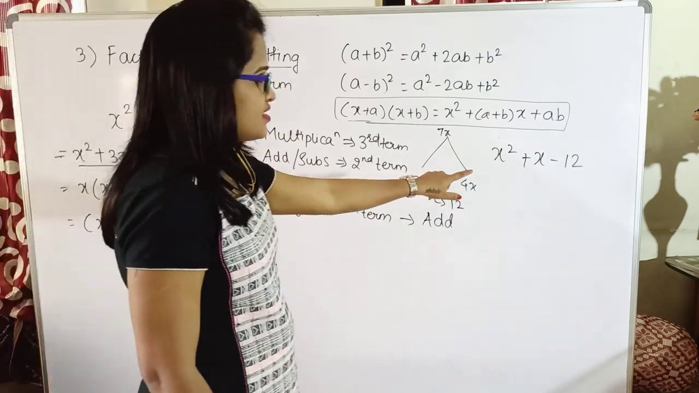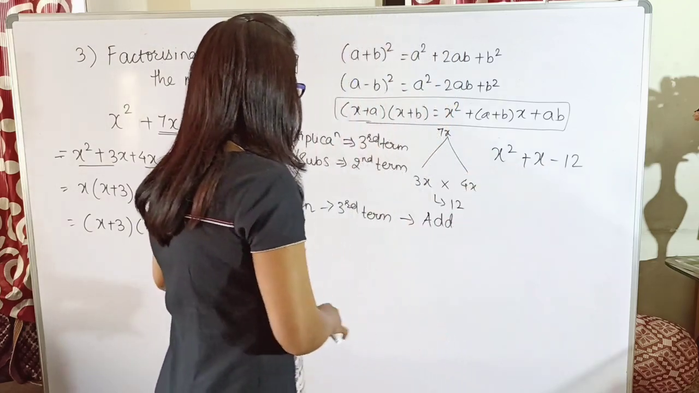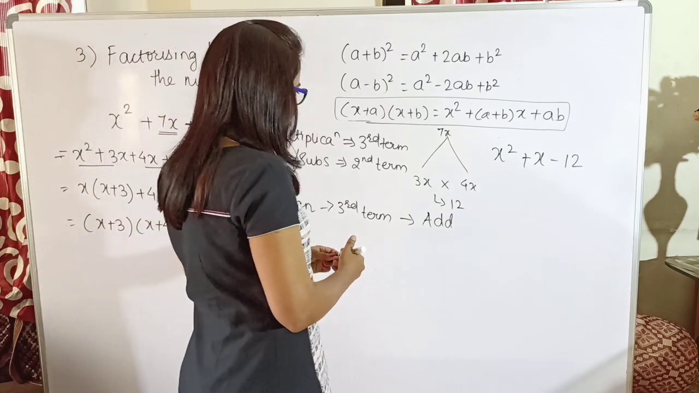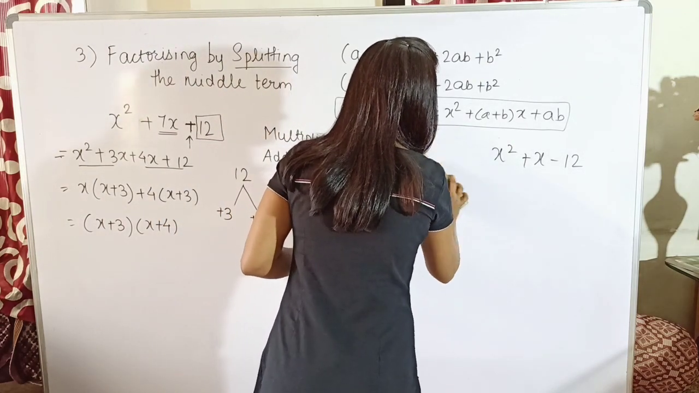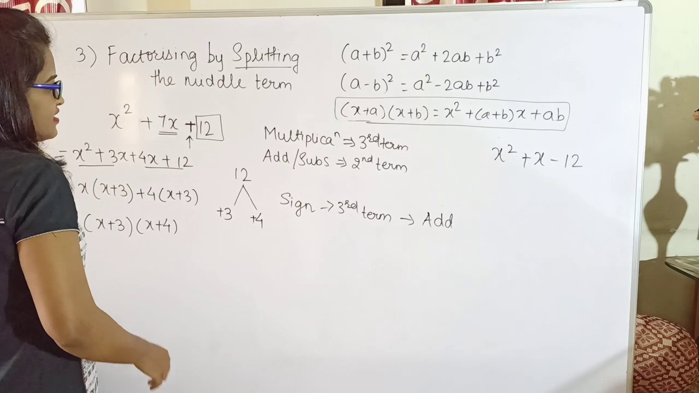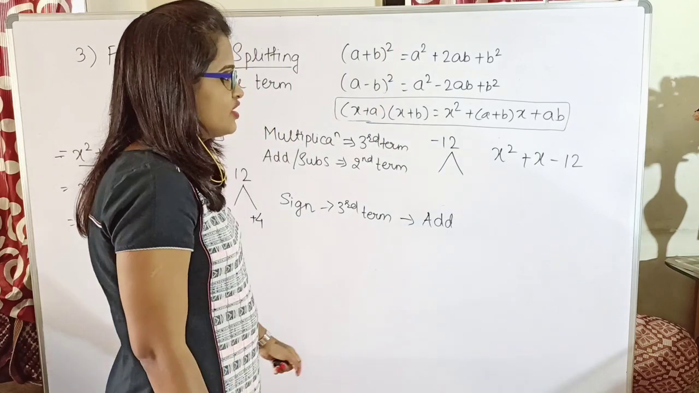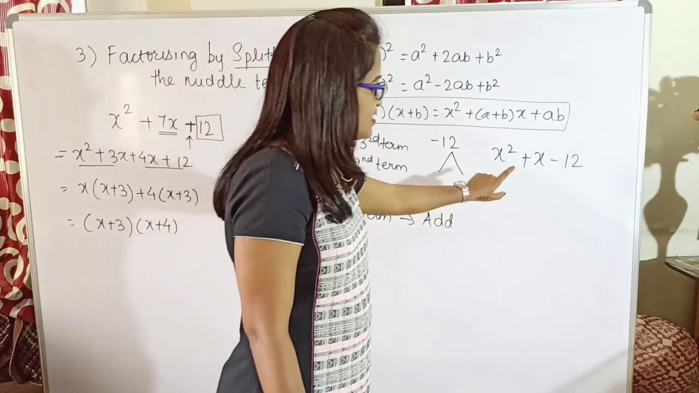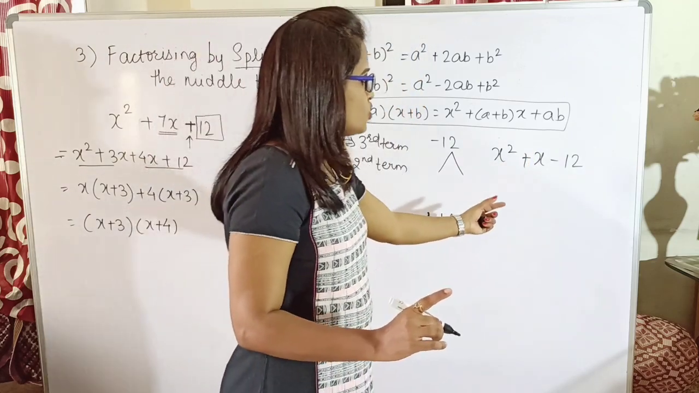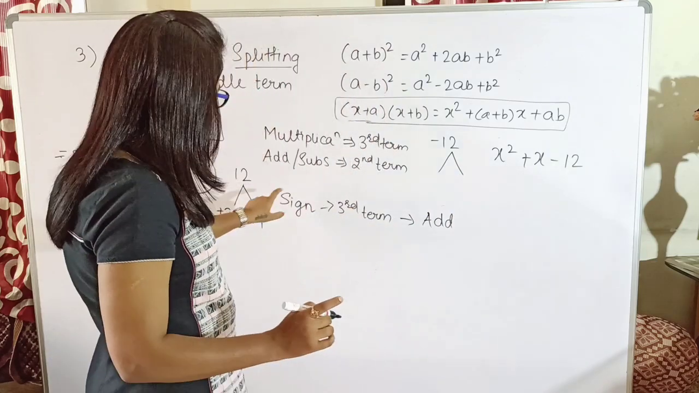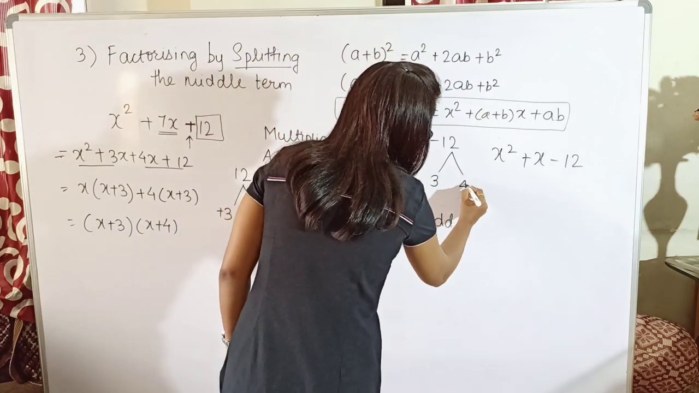What did I say? The sign of the third term tells you whether you have to go for addition or subtraction. Since the sign here is minus, it means whatever factors I am taking of 12, they have to be subtracted. Whatever factors you are taking of minus 12, their subtraction should be equal to what? Nothing is present means what is present? 1. So the subtraction of the factors has to be 1. Same two factors 3 and 4, because their subtraction is 1.